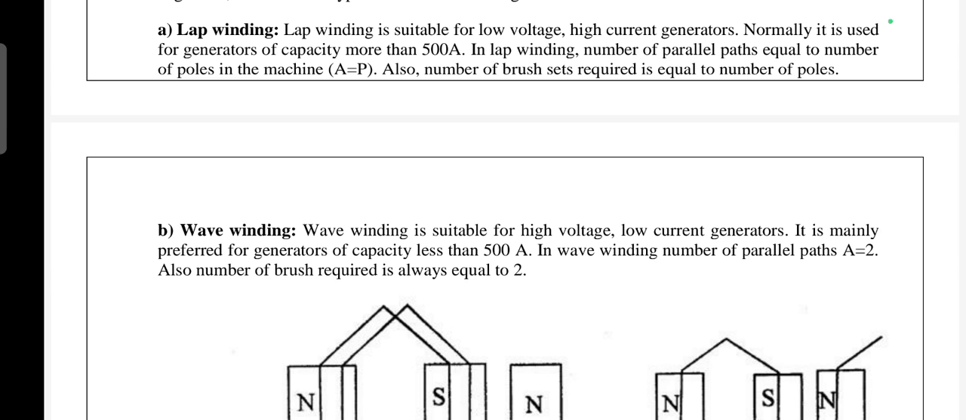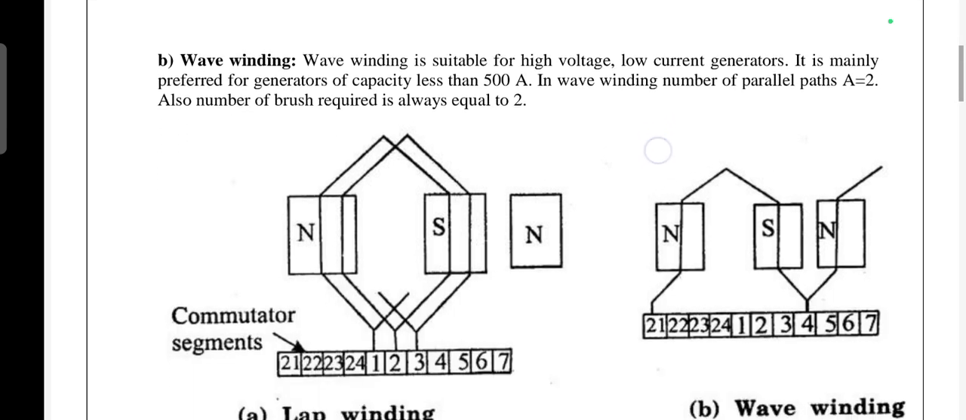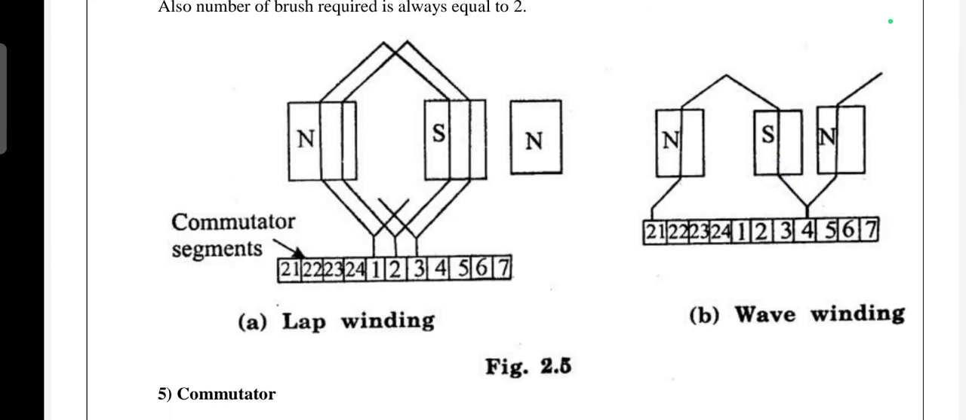Wave winding is mainly preferred for generators having a capacity less than 500 amps, and in wave winding the number of parallel paths A is equal to 2, and the number of brushes required is also equal to 2. This is the commutator segment. In lap winding, the number of poles and number of parallel paths are equal to each other, and in wave winding they are not equal to each other, but the value of A is equal to 2.